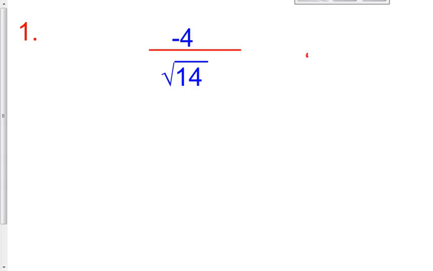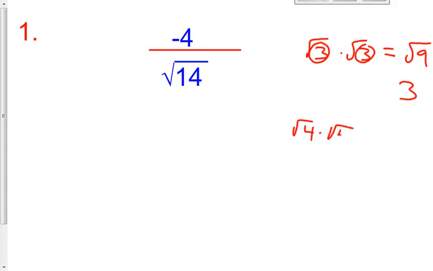If I say the square root of 3 times the square root of 3, I multiply these two radicals together by multiplying the numbers underneath the radicals, and I get the square root of 9. And what is the square root of 9? Obviously, 3. So you can do this with any number. The square root of 4 times the square root of 4 is the square root of 16. And what's the square root of 16? 4. The square root of 5 times the square root of 5, that is the square root of 25. And what's the square root of 25?